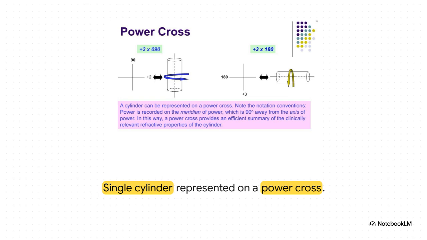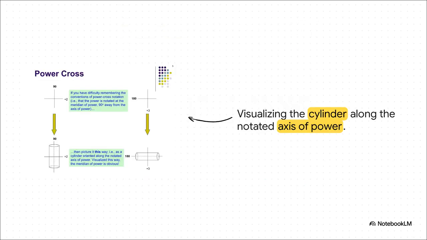It's literal physics. If you ever find yourself struggling with this concept under the intense pressure of your written boards, I want you to use this mental model. Physically picture a literal glass cylinder in your mind oriented right along the axis. If the axis is vertical, picture a tall glass standing straight up. The curve of that glass, right, it goes side to side. Visualize this way, the meridian of power instantly becomes totally obvious.